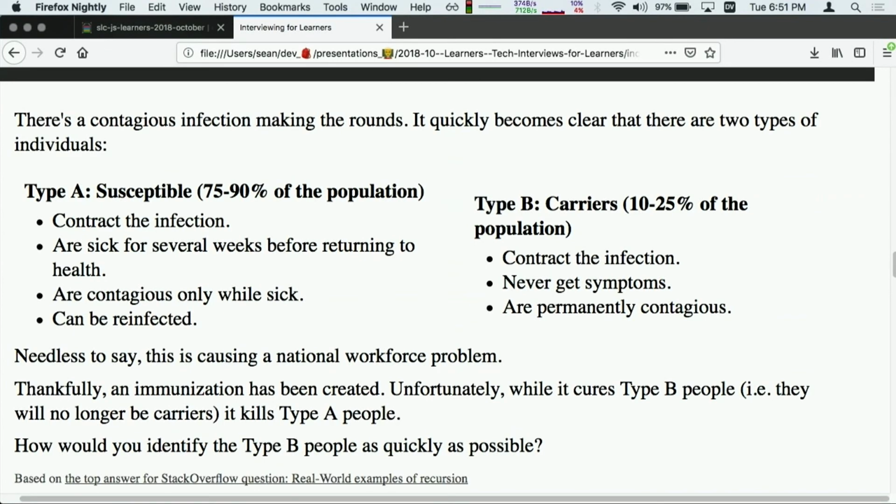And anybody who they've interacted with who has not gotten sick, then you either wait a period of time to find out if the people that they've interacted with become sick, thus confirming that they are type B, or you can be a little preemptive and assume they're type B and immunize them. So those are two different ways that you can solve it. One's a little more aggressive.